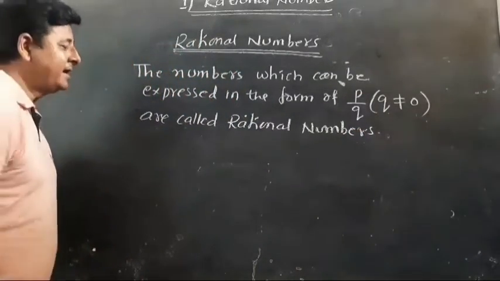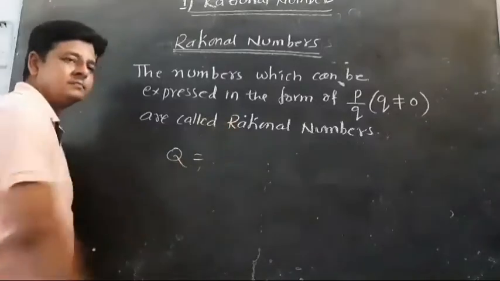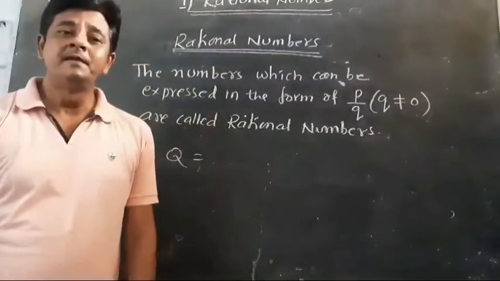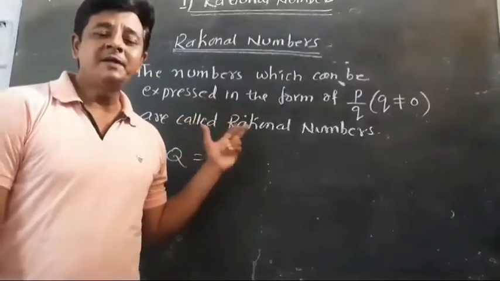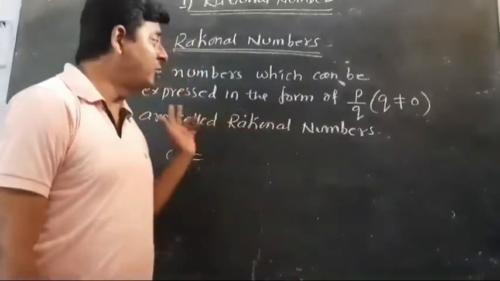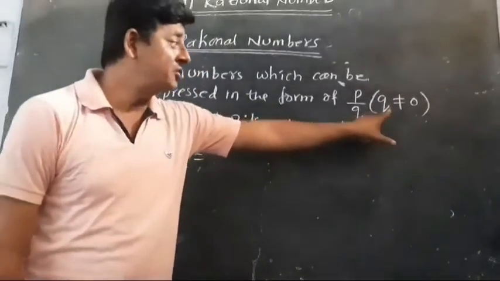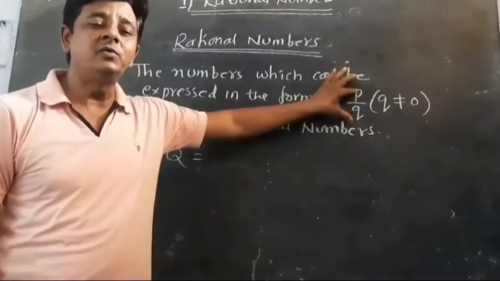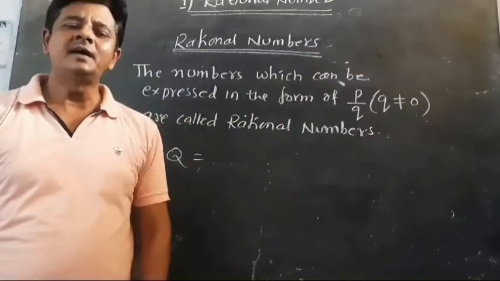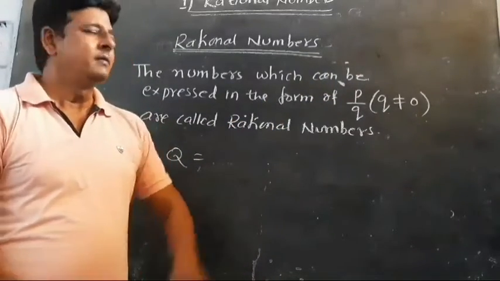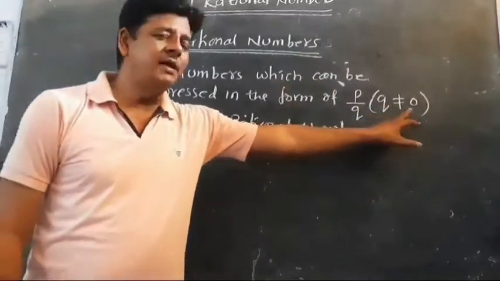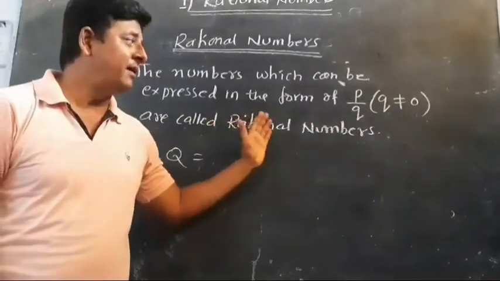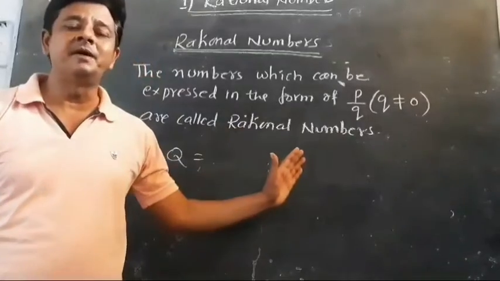These are indicated by the capital letter Q. The numbers which can be expressed in the form of P by Q are said to be rational numbers. And you must know that Q is not equal to 0. In the fraction P by Q, P and Q are any two integers you can take, either negative or positive, whatever it may be. P, Q are integers and Q is not equal to 0. The numbers which can be expressed in the form of P by Q are called rational numbers.